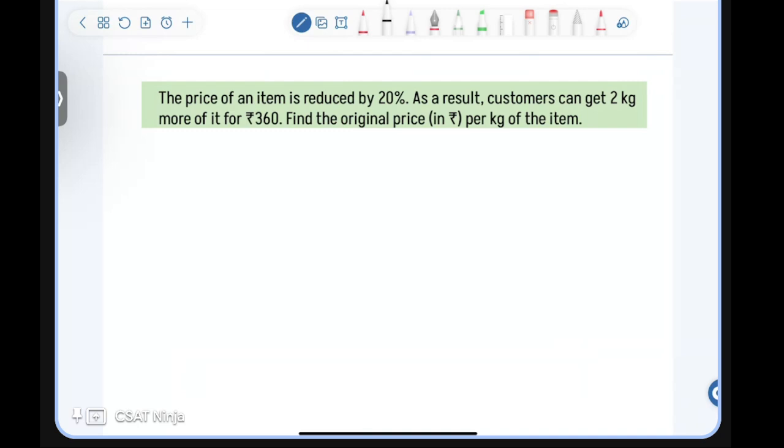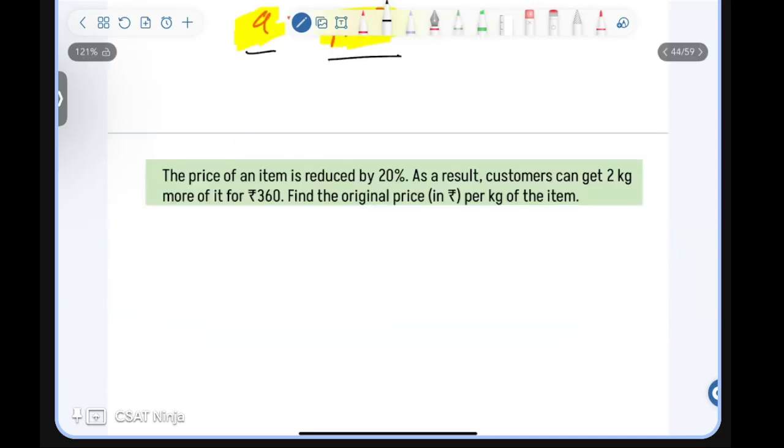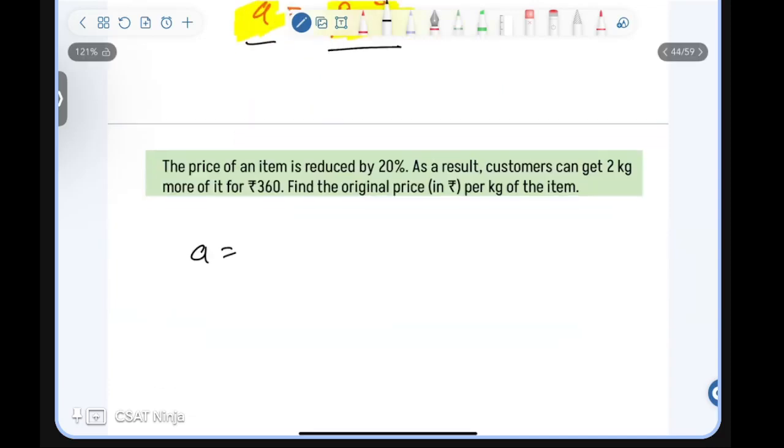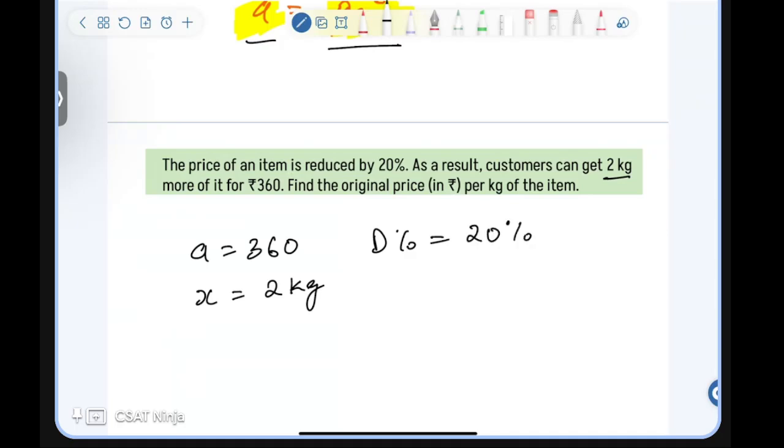The customer here is using how much? So this is the price and this is the more in kg. So A, the customer is using how much? 360 rupees. The customer is using 360 rupees. And how much kg more are they getting? They are getting 2 kg more. And there's a decrease of how much? Decrease percentage. The item is reduced by how much percent? It is reduced by 20%.